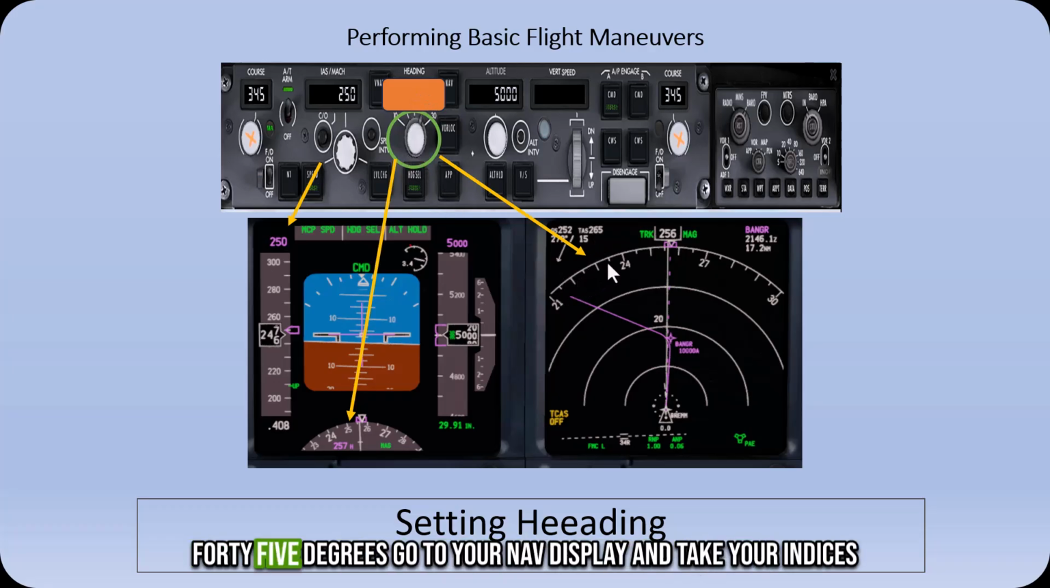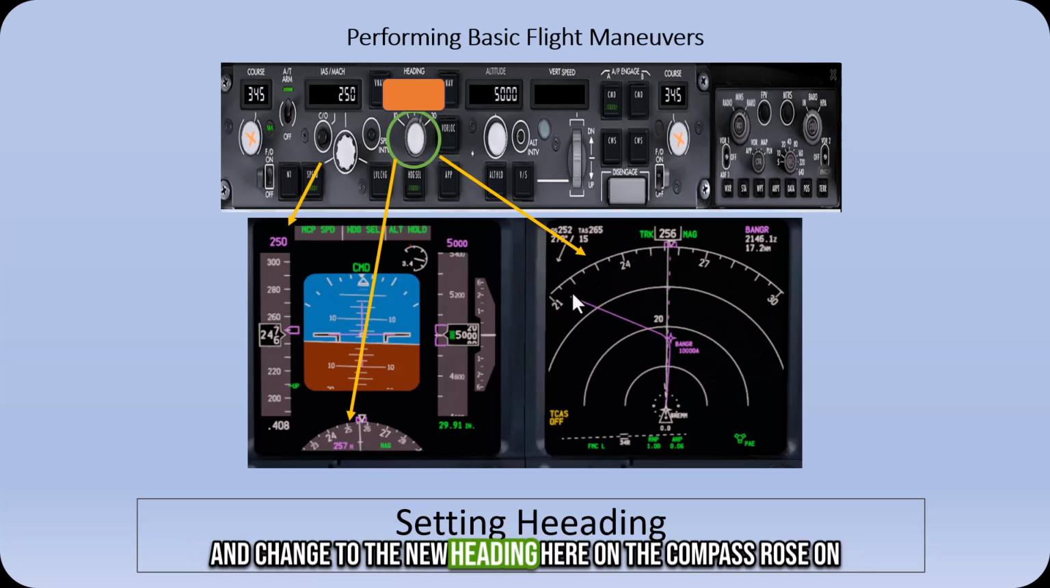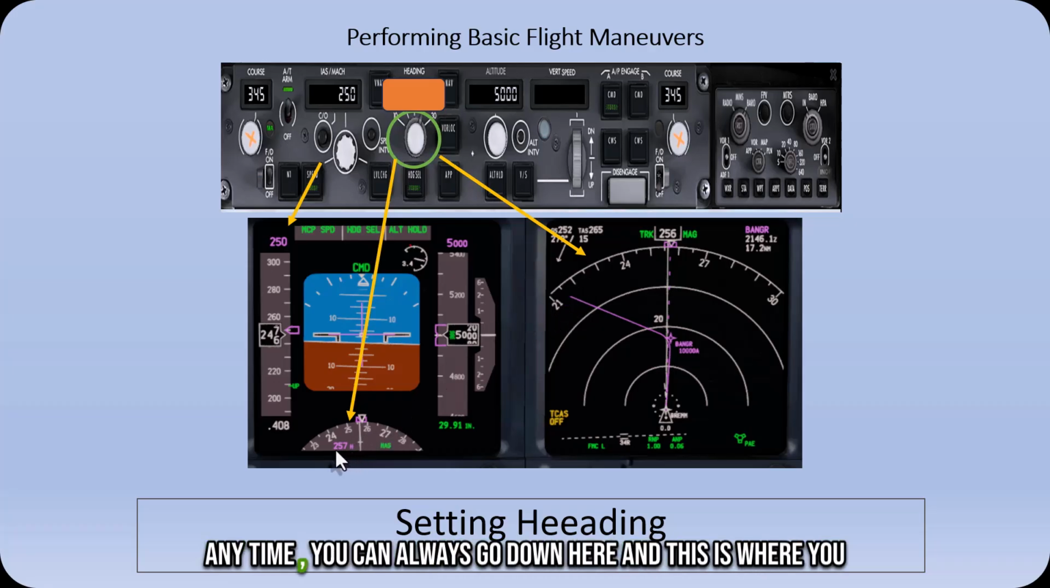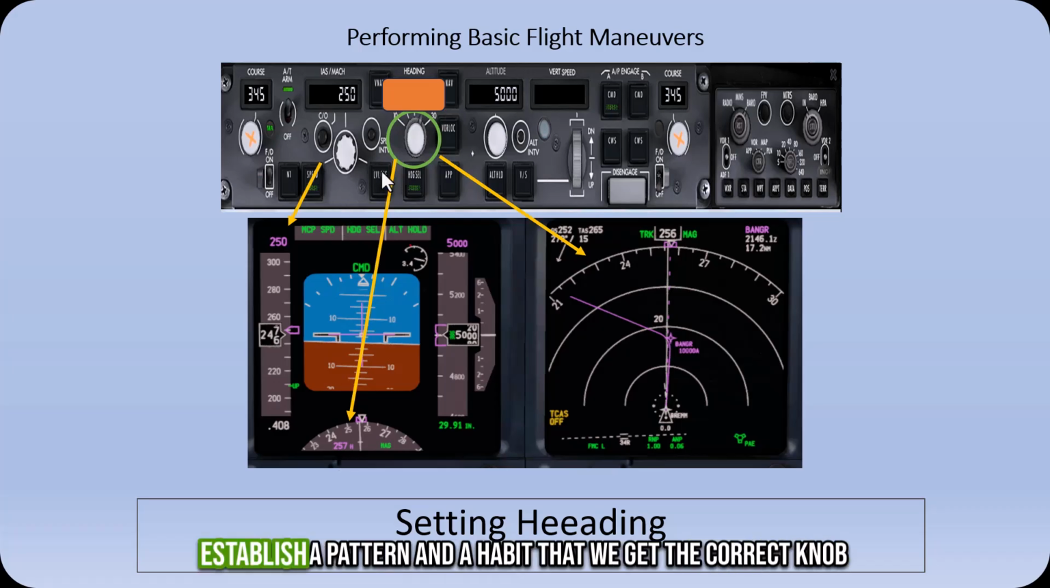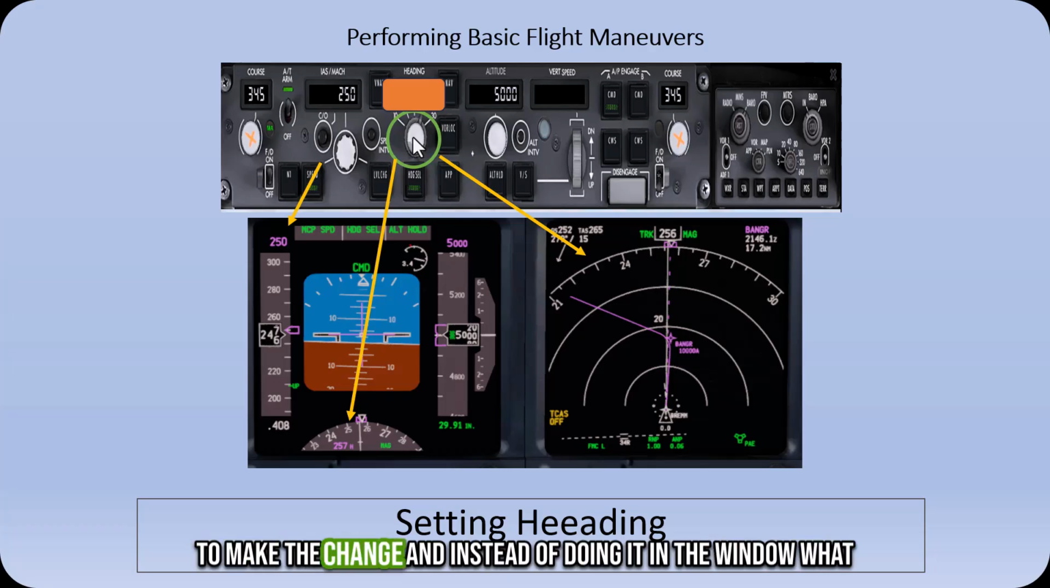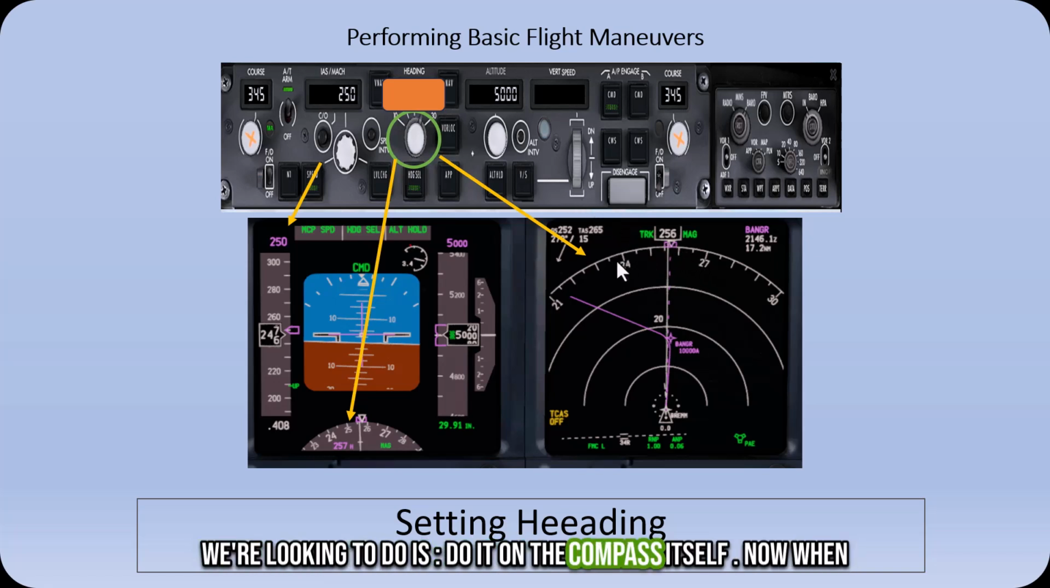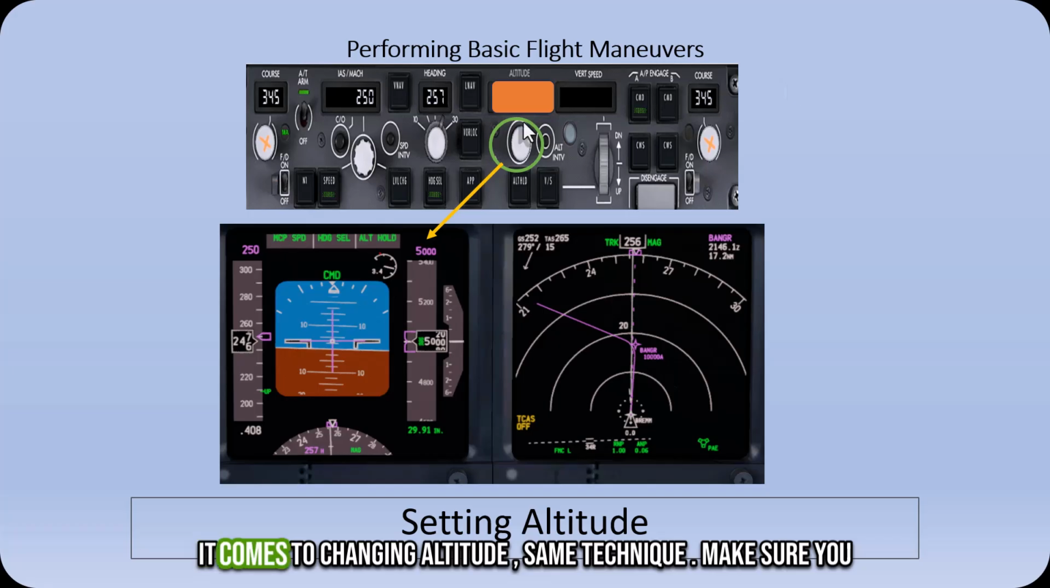If it's within 45 degrees, go to your nav display and take your index and change to the new heading here on the compass rose on the outside of the nav display. Or if it's more than that, or at any time, you can always go down here, and this is where you want to set the heading. So again, what we're trying to do is establish a pattern and a habit that we get the correct knob to make the change, and instead of doing it in the window, do it on the compass itself.